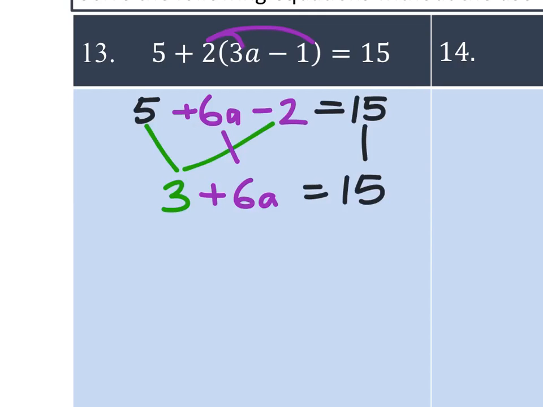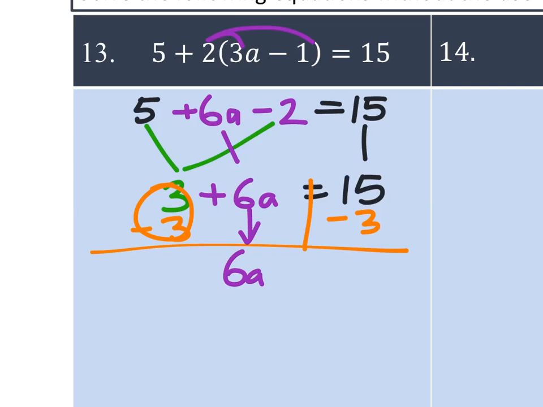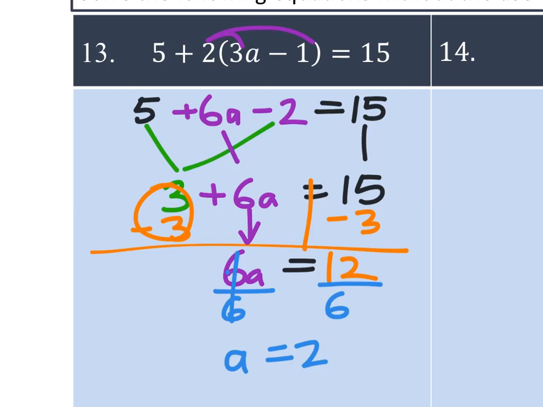Now I got to isolate my a's in this case by getting rid of that positive 3. So I'm going to zero it out by subtracting 3 from both sides. To zero that out, I'm going to drop my 6a there, which is going to equal 15 minus 3 is 12. Oh, that's going to work out very nice, because our last step on this one is to divide both sides by the coefficient 6 to make the coefficient of a 1. So it looks like a is 2, but let's just check again, right?